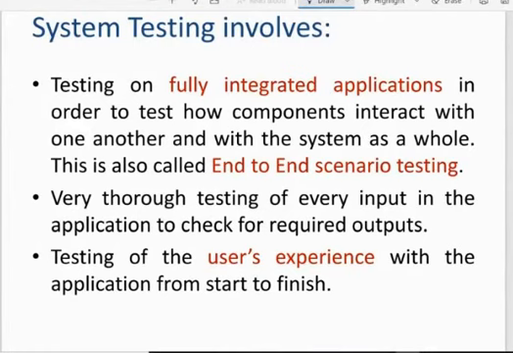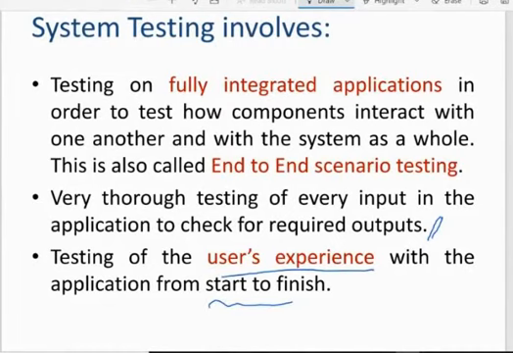Very thorough testing of every input in the application to check for required outputs. And the testing of the user's experience with the application from start to finish, because here I'm going to look into various aspects in the sense that the usability factor, your portability factor, your performance, your response time, right? So all your non-functional attributes in some sense will be tested in this particular part.